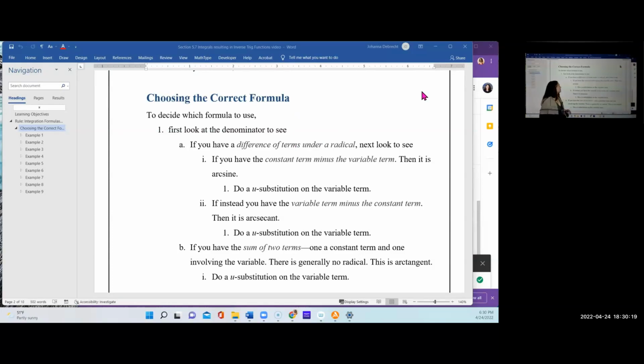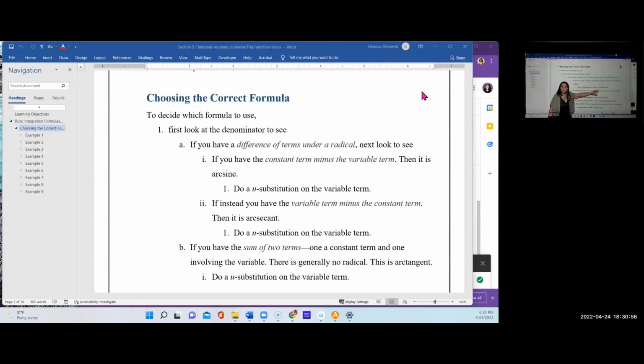Now let's talk about choosing the correct formula from the three formulas we have. What we want to do is look first at the denominators. If the denominator has a radical with a difference underneath it, then it has to be either arcsine or the arc secant formula. In that case, you want to take a look at whether it's the constant term minus a variable term, or the variable term minus the constant term. When it's the constant term minus the variable term, then it must be arcsine.